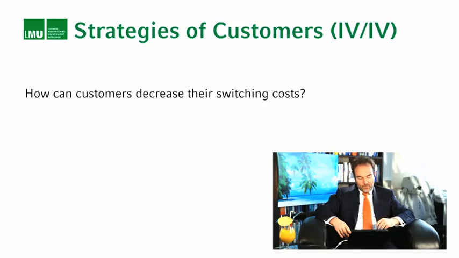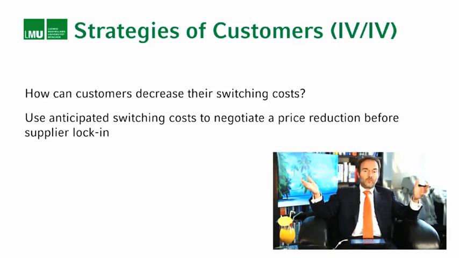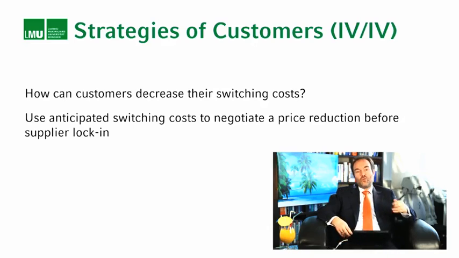And finally, a third way of decreasing switching cost is if you just can't avoid it, right? If there's just no way of being locked in eventually, you can use the anticipated switching cost to negotiate a price reduction before you become locked in. So in other words, if there's just no way of avoiding switching costs, eventually you expect to be locked in. But if you know that you're being locked in, you can negotiate a lower price to become locked in.